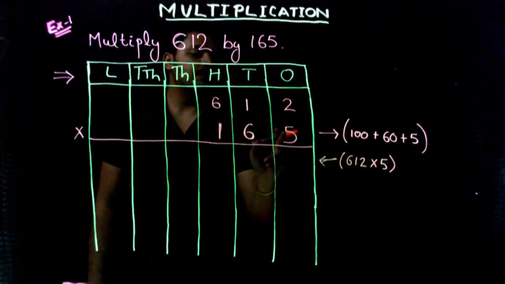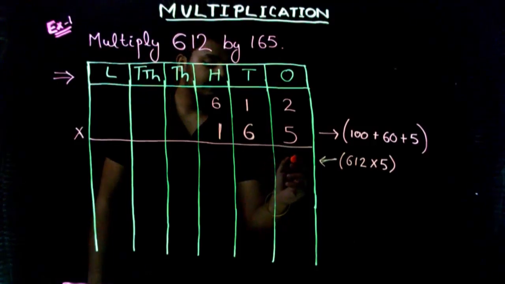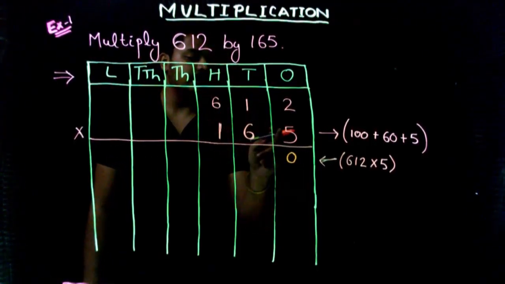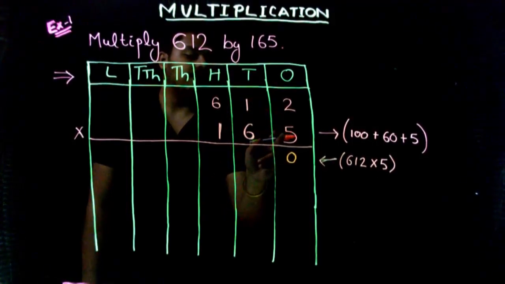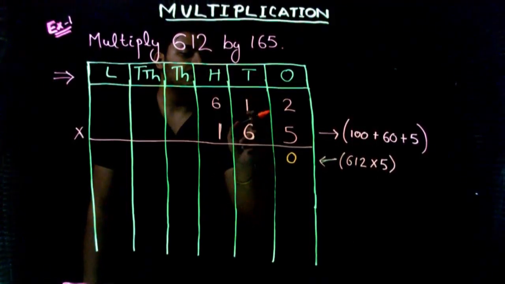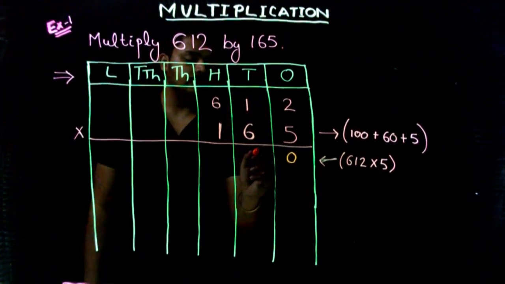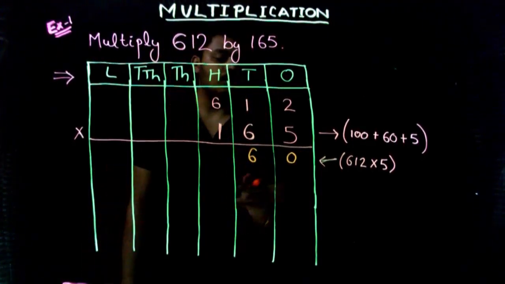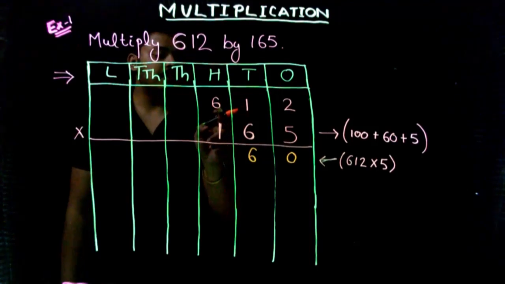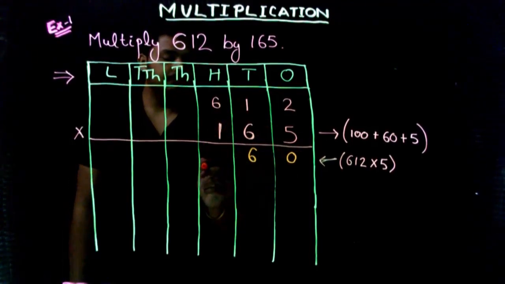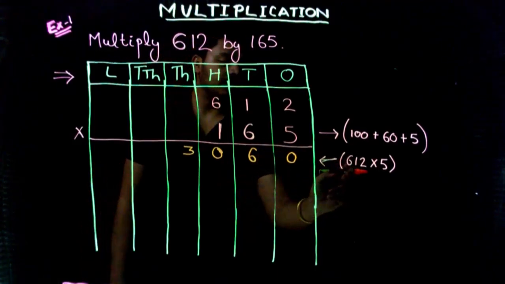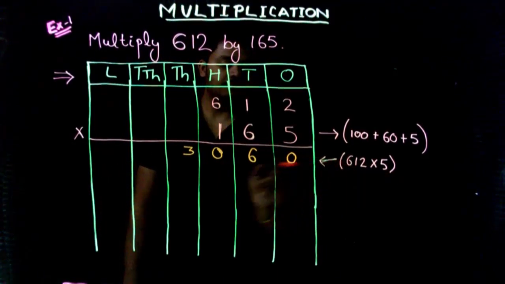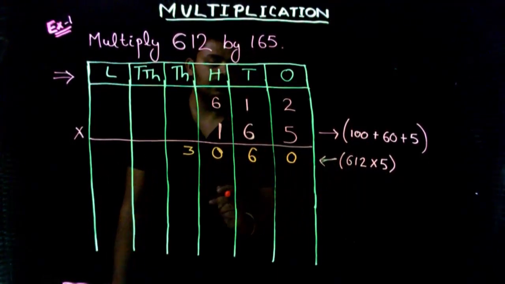So 5 multiplied by 2 we get 10, so 0 and 1 carried over to the tens place, 5 into 1 is 5, plus 1 carried over is 6. Now 5 multiplied by 6 is 30. So when we multiply 612 into 5, we get 3060.